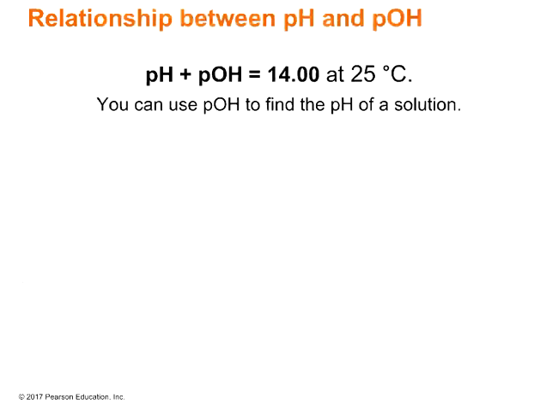Okay, so let's talk about the relationship between pH and pOH. So if we add together the pH and pOH for a particular solution, they will always add up to 14. So you can use pOH to find the pH of a solution or vice versa. So let's talk about why this is true.